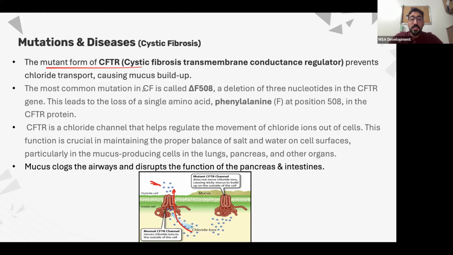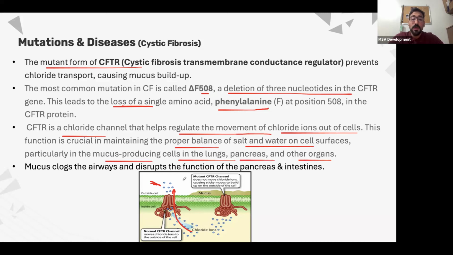So let's read very quickly. So we have the CFTR. This CFTR is mutated at position 508, at the phenylalanine amino acid in position 508 of the gene. Okay, so a deletion of 3 nucleotides in the CFTR gene will lead to loss of this phenylalanine at this position, thereby abnormality of the receptor. CFTR is a chloride channel that helps regulate the movement of chloride ions out of the cells. This function is crucial in maintaining the proper balance of salt and water on the cell surfaces, particularly in the mucus producing cells in the lungs, pancreas, and other organs. Okay, thereby mucus will build up and plug, and there will be an obstruction of the airways, obstruction of the nasal cavity, or in the pancreas due to mucus.